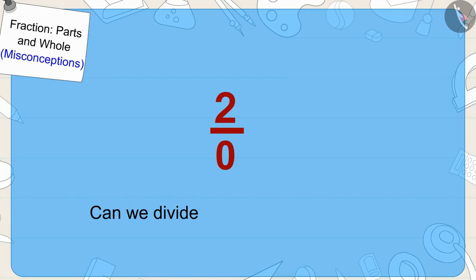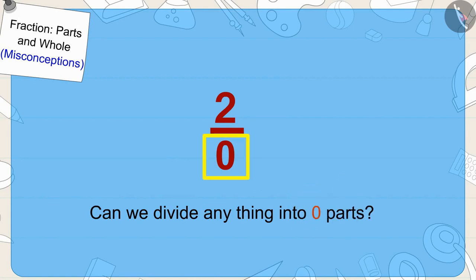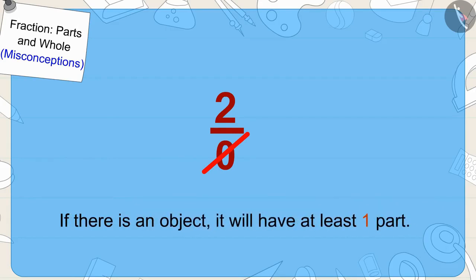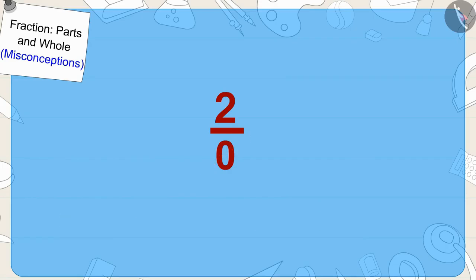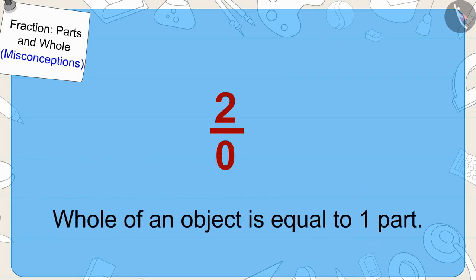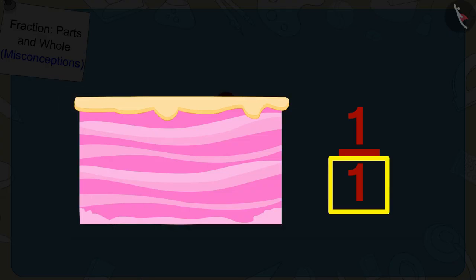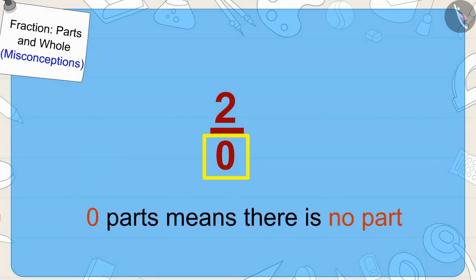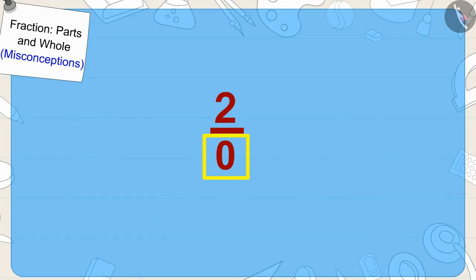Children, can we divide anything into 0 parts? No. If there is an object, it will have at least 1 part. Because the whole of an object is equal to 1 part. Like if we have this cake, we can write it as 1 upon 1, meaning this whole cake is one part and we are taking that whole portion. And 0 parts means there is no part. And when there is no part, then how can we take 2 parts from it?